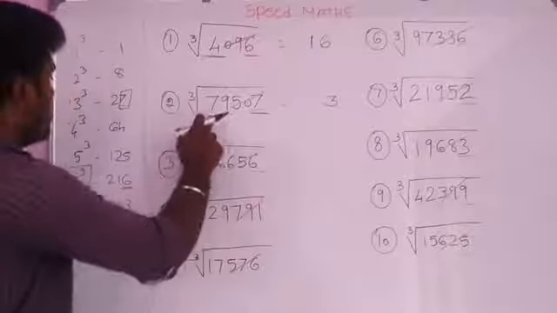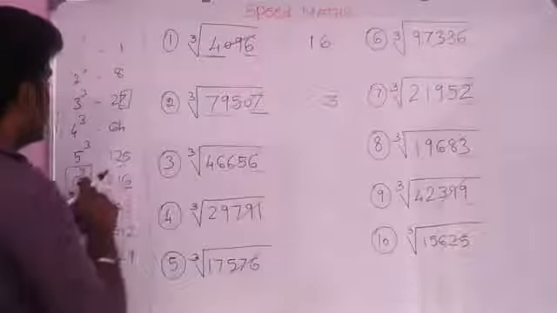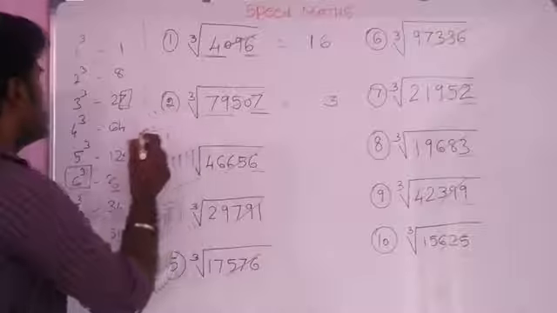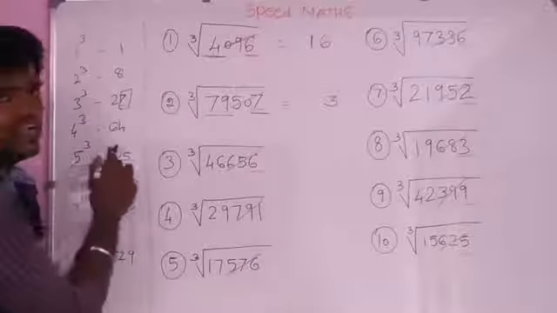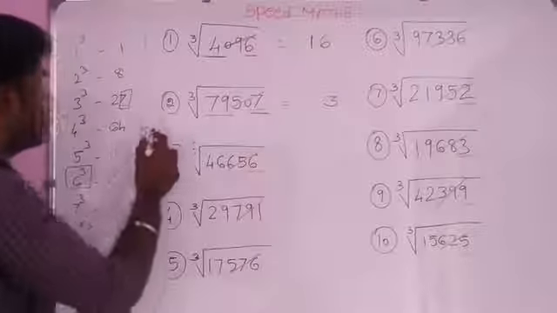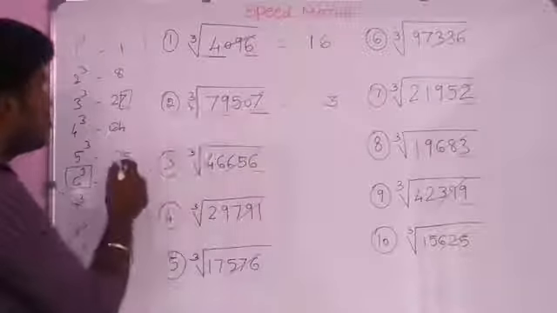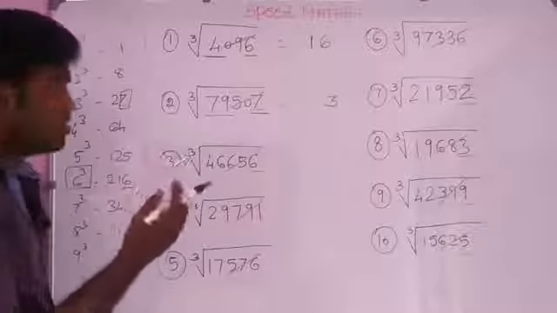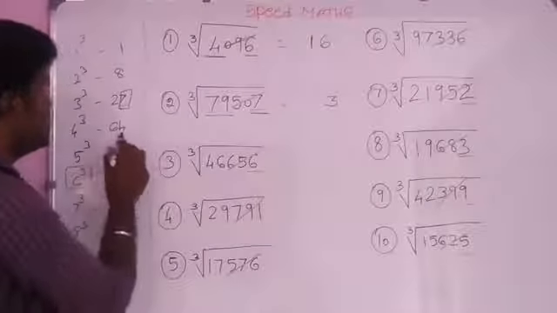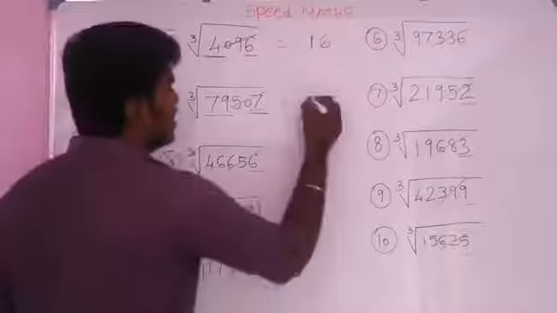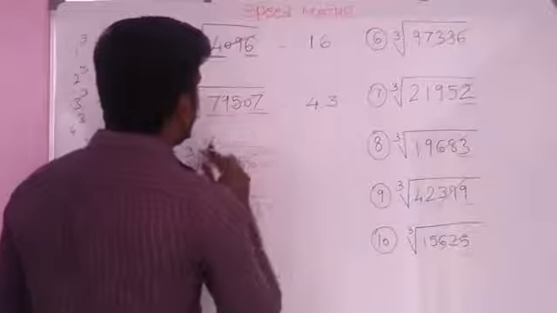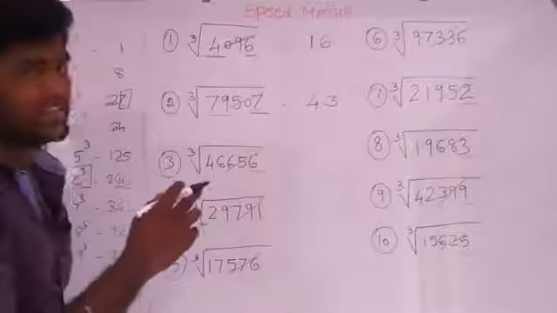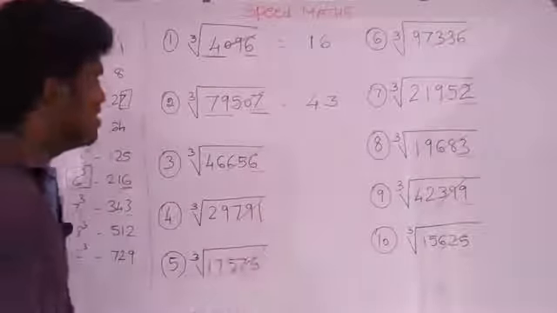Just compare the value 79 with the cube values. 79 is between 4 cube and 5 cube, that is between 64 and 125. So we take the smaller value, which is 64, that is 4 cube. Take the value 4. And the answer for the cube root value of 79,507 is 43.